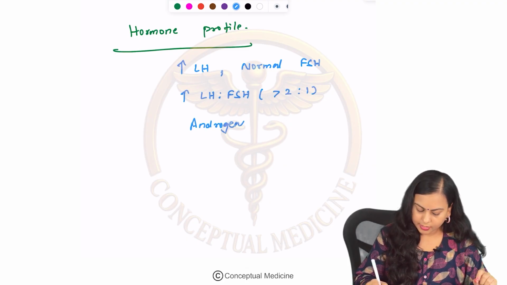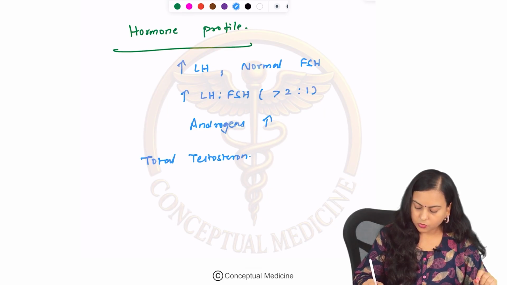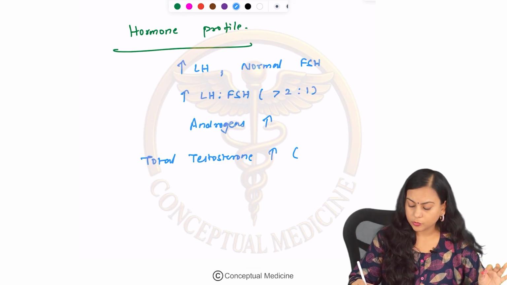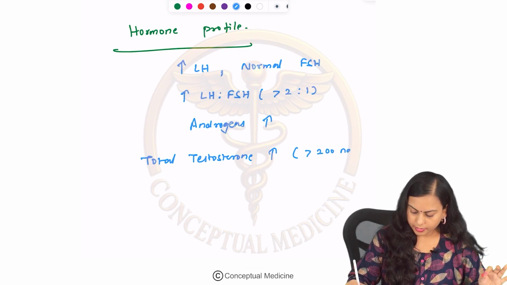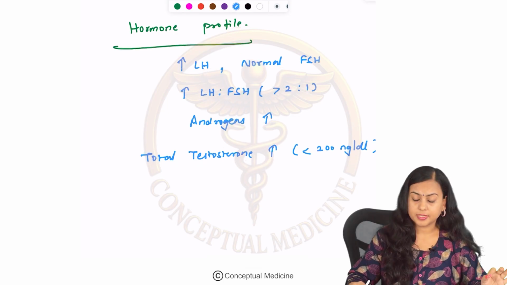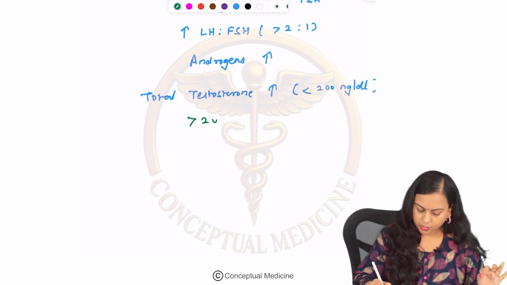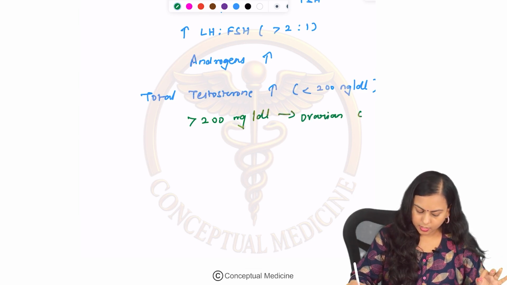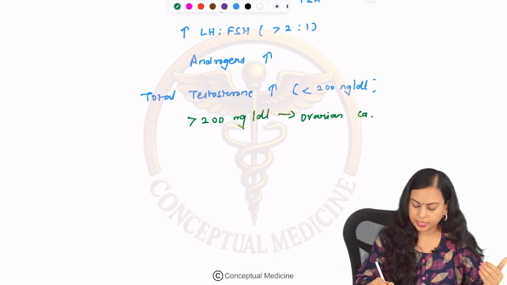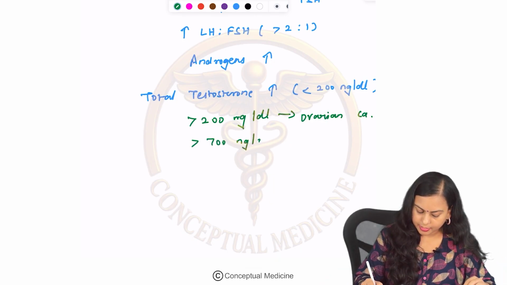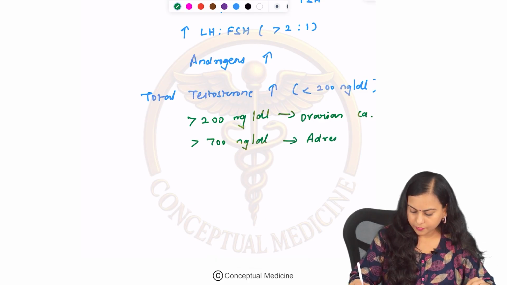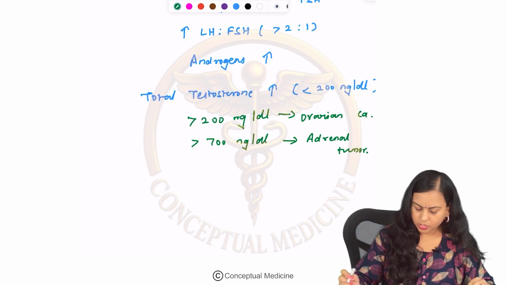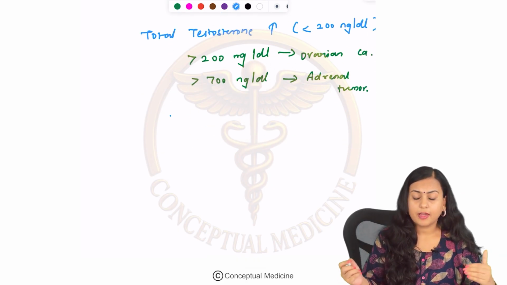Androgens are increased. The total testosterone is going to be high, but definitely it is not going to be more than 200 nanogram per deciliter. Okay, so it will be less than 200 nanogram per deciliter, and if it is more than 200 nanogram per deciliter, then you have to immediately think about ovarian carcinoma. Okay, if it is still higher, say more than 700 nanogram per deciliter, then you will think about some adrenal tumor.